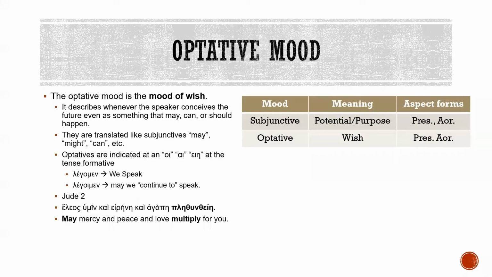As we see in this example, legomen, as we speak, legoimen, may we continue to speak. One of the most common examples of an optative could be found in Jude 2. For this Greek text, eleos humin kai eirene kai agape plethuntheie, or may mercy and peace and love multiply for you.